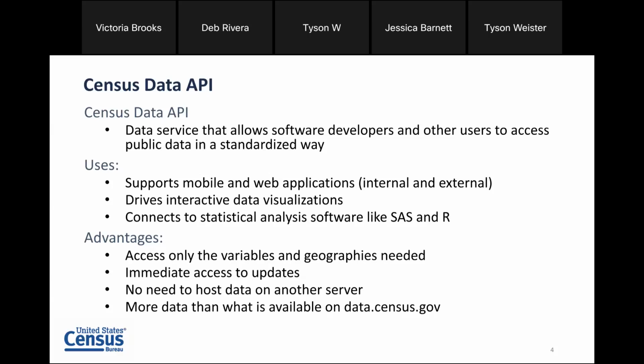And another advantage of the API for any data user is that you have more data than what's available on data.census.gov. There are more data sets available, more surveys, programs, as well as more historical information in the API compared to data.census.gov.